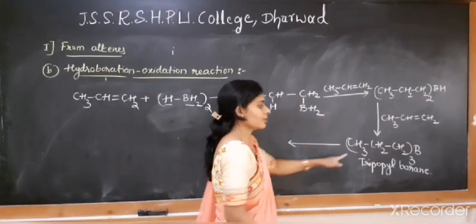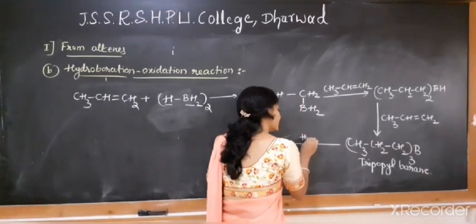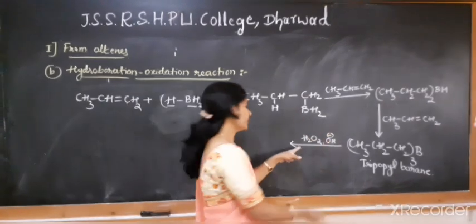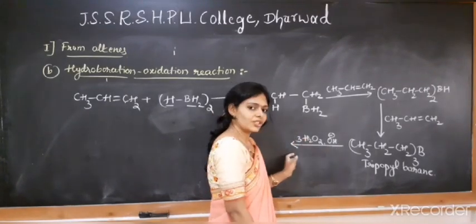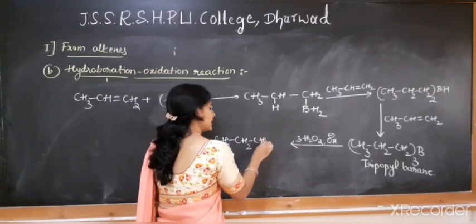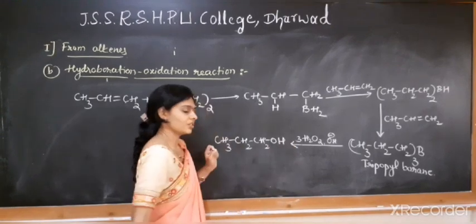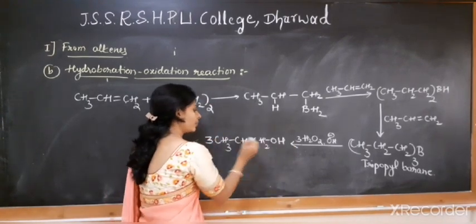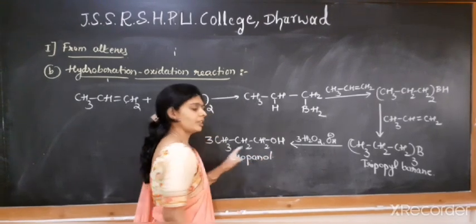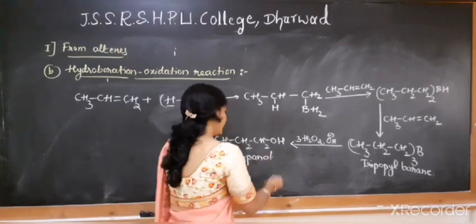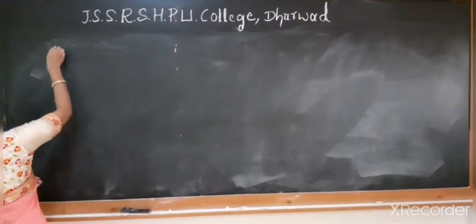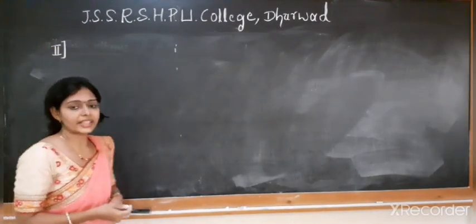This undergoes now oxidation. Oxidation is done in presence of hydrogen peroxide. In the hydrogen peroxide, oxidation takes place. So what happens? We are getting CH3, CH2, CH2, OH. On oxidation, it gives alcohol. 3 moles of propanol is formed as a product, and we get the byproduct H3BO3.